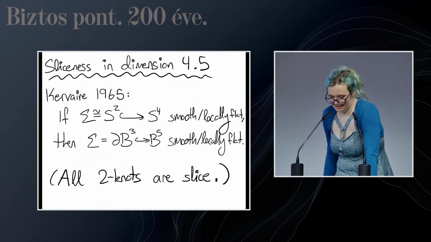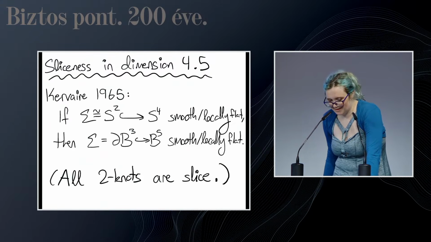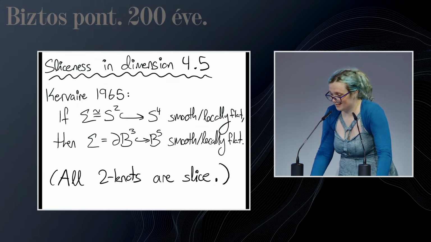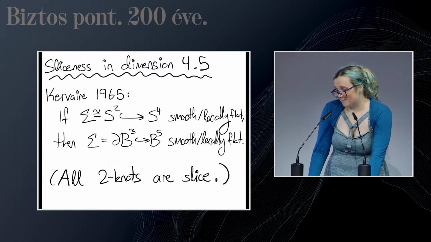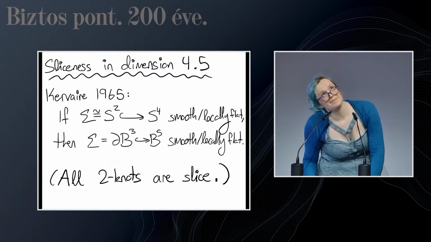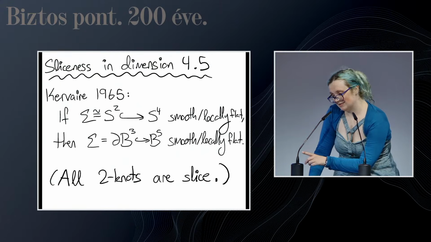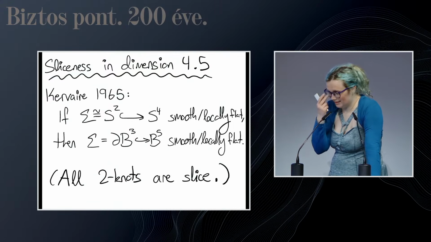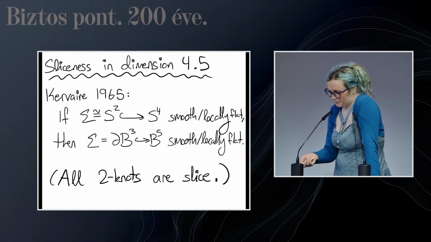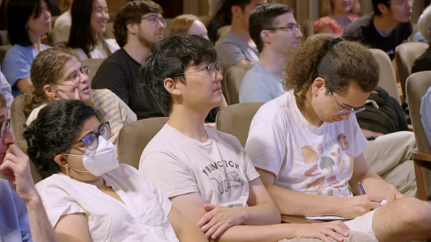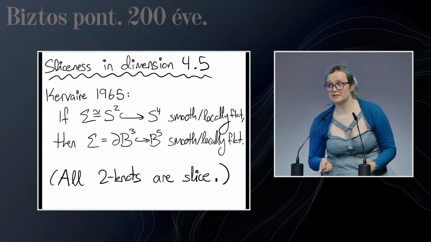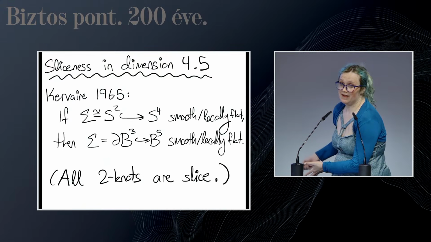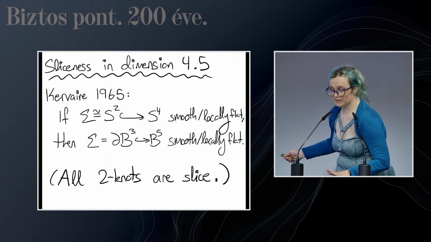Moving on again. I know I'm going all over the place, but you said panorama. So sliceness, one dimension higher, which is the good one. Here is my favorite theorem. I said my favorite paper is not on the list, which is true. This paper was on the list, but it's my favorite theorem, not my favorite paper, because it's in French. Kervaire proved that every two-knot is slice, in the sense that any two-sphere in S4, smooth or locally flat, bounds a ball in B5, which is smooth or locally flat, whichever category you want to work in.